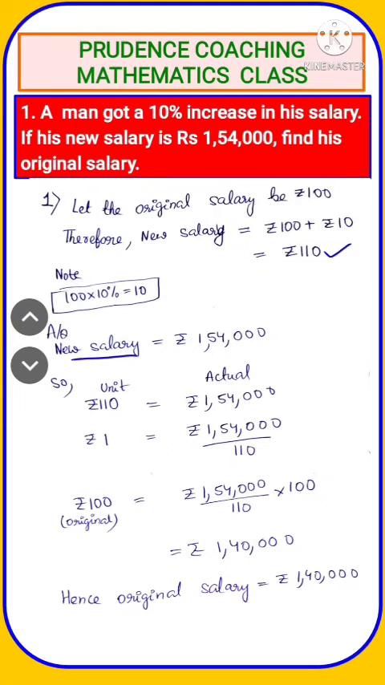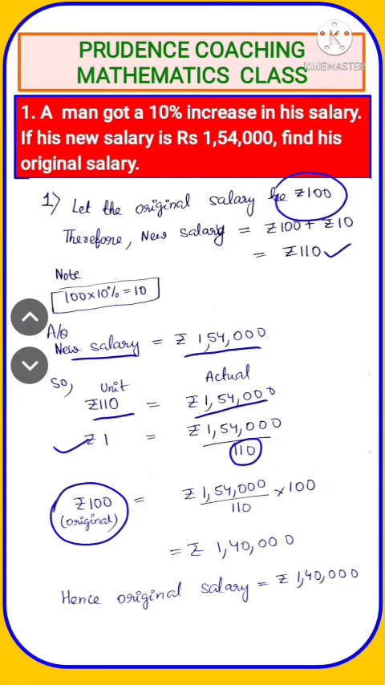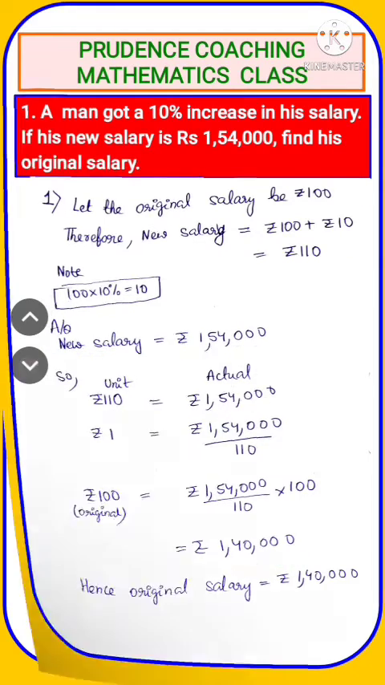But according to the question, the new salary is given to be 1,54,000. So we will equate: 110, which we have assumed, equals rupees 1,54,000 in actual. After that we will find the value of 1, so 1,54,000 will be divided by 110. Then we need to find the original salary, that is 100. So to find the value of 100, we need to multiply this 1 unit with 100. By doing the calculation, you will get 1,40,000. So hence the original salary is 1,40,000.